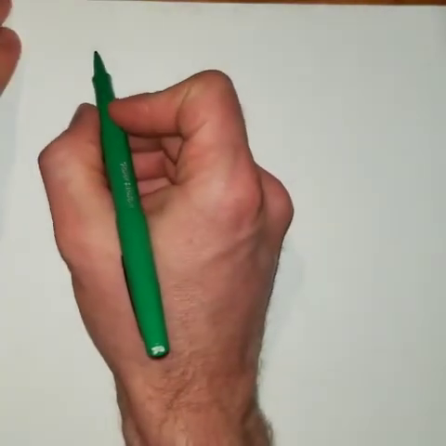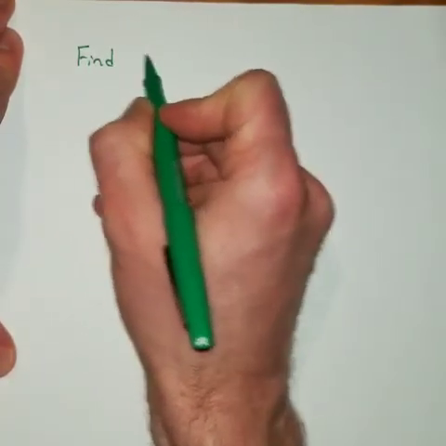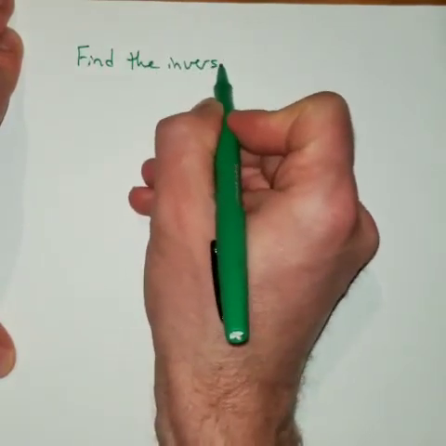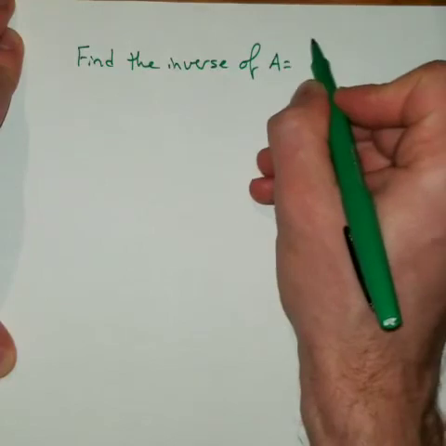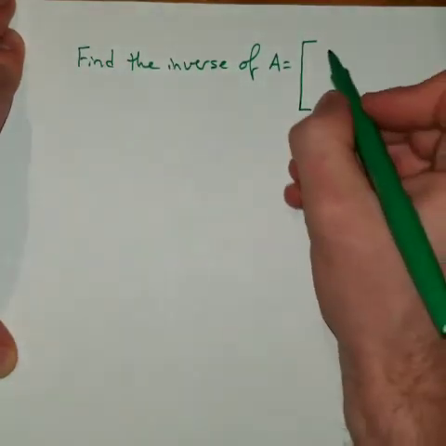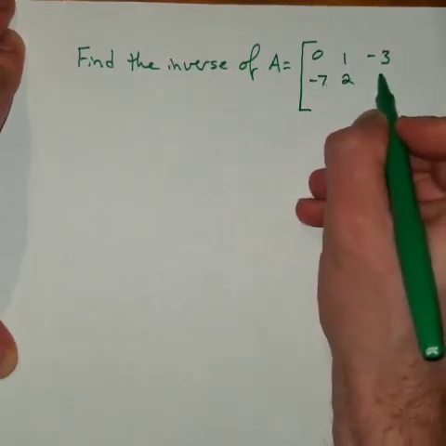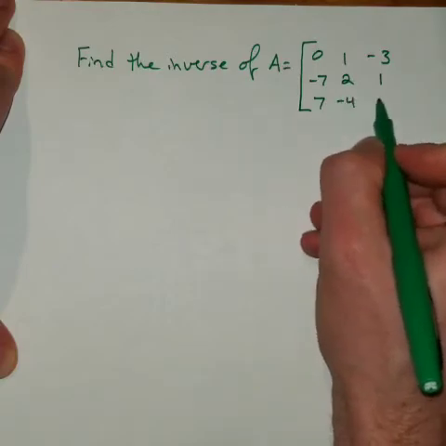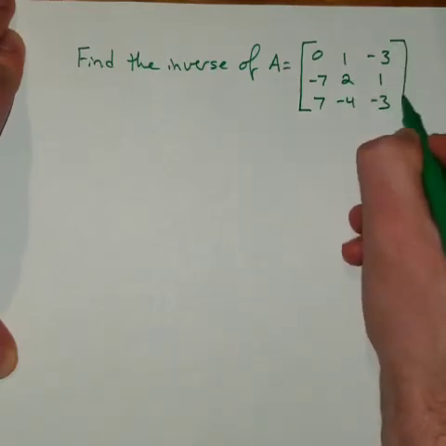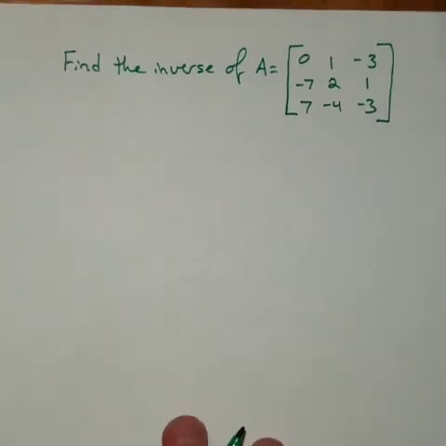Okay, so while we're on this topic, we're going to take a larger example. This one's going to be a 3x3, so we're going to find the inverse of, let's do 0, 1, -3, -7, 2, 1, 7, -4, -3. Now, with these larger matrices, I don't have a slick way to do this by hand other than the row operations like we saw before.